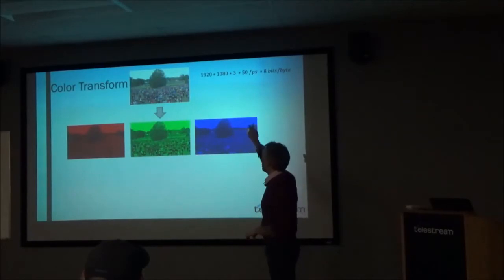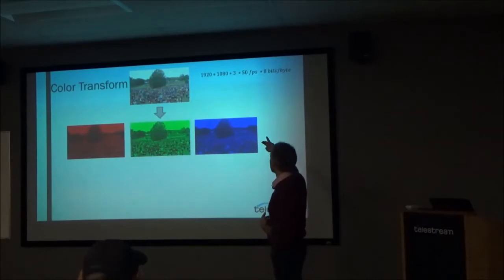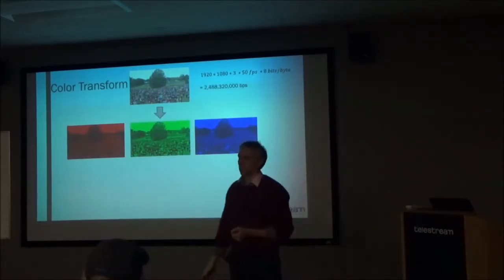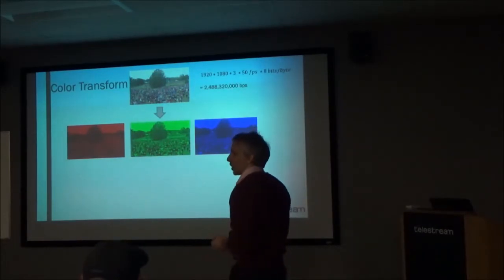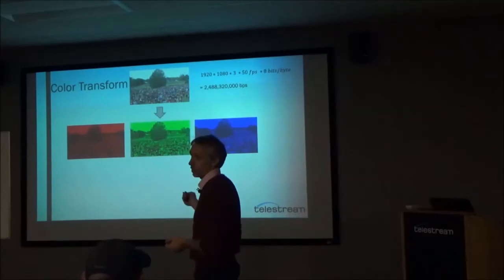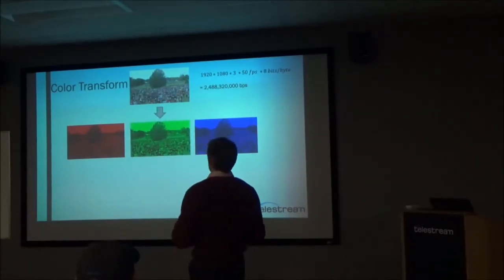This picture is HD size, high definition video, which is 1920 pixels by 1080 pixels. We got three components, the red, the green, and the blue, 50 frames a second, 8 bits in a byte. That's 2 gigabits per second. So even my fast internet connection at home, we're not going to be sending that down over the internet to my screen. It's just not going to work. We have to do something.